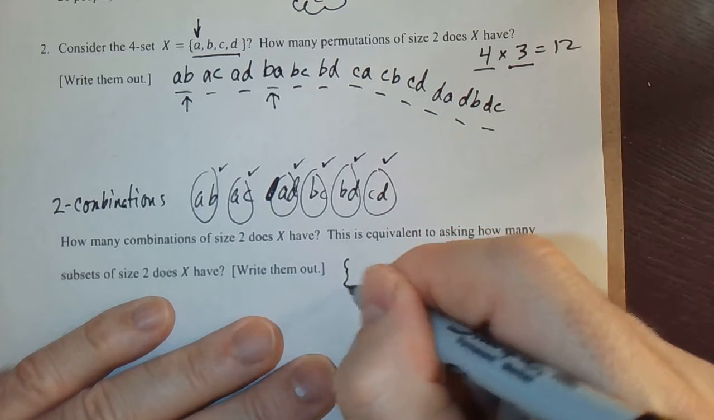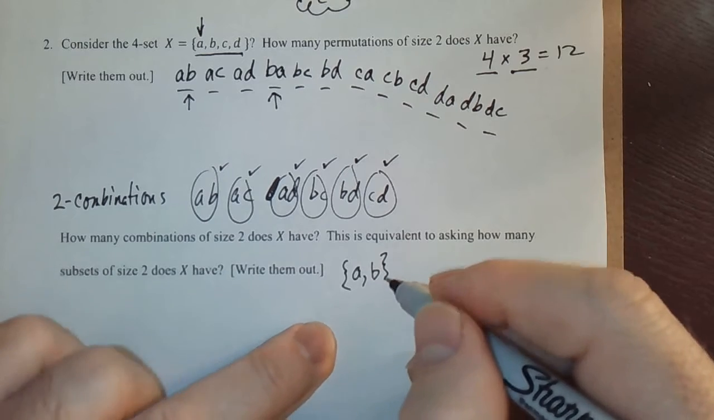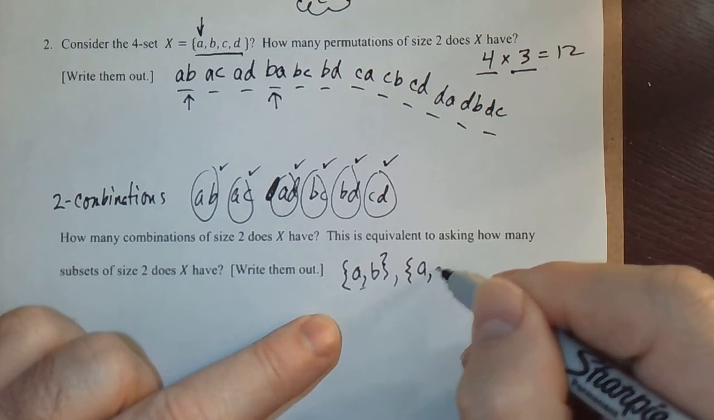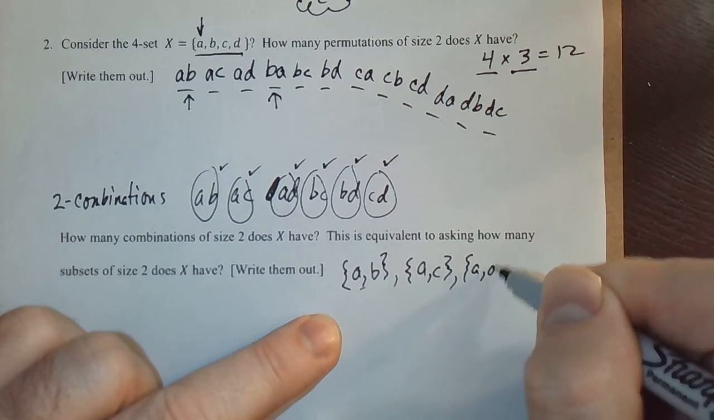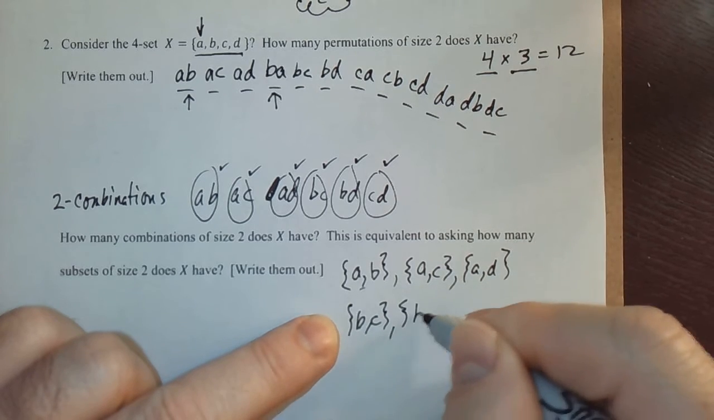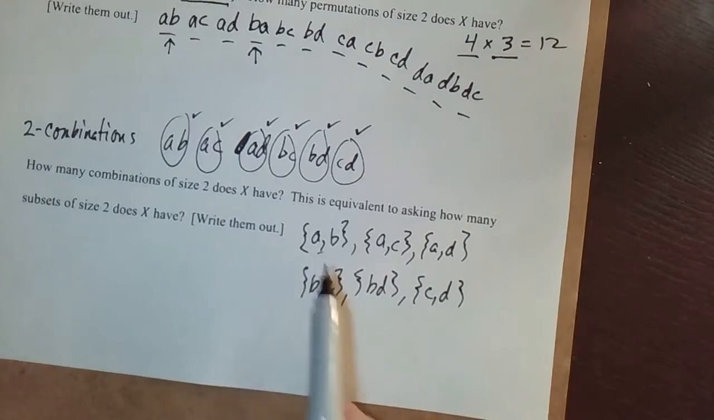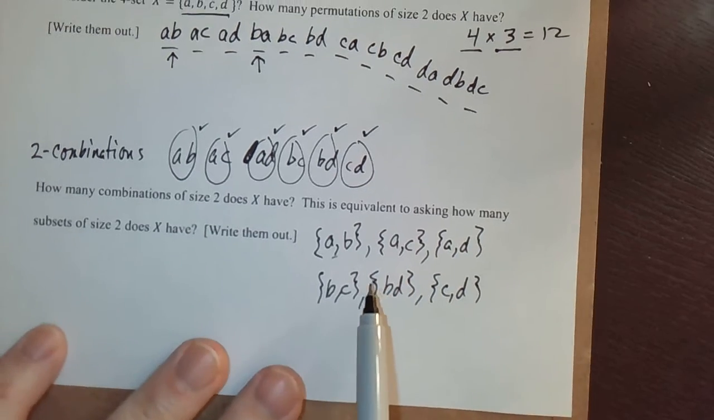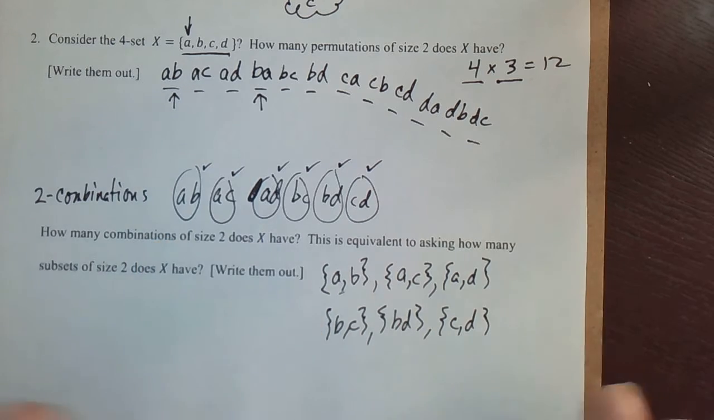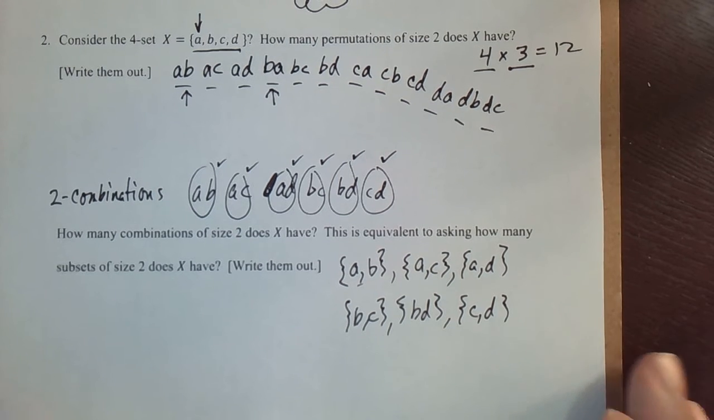Now, if you're writing subsets, it says write them out, you have to do it like this. That's one subset. A subset is a set, so it needs squiggly brackets. And then we would get to AC, and we would have AD, and then BC, and BD, and the last one is CD. This is the list of all of the subsets that have 2 elements, subsets of this set, capital X. So in the next video, we'll get to a more formal definition of what a combination is.